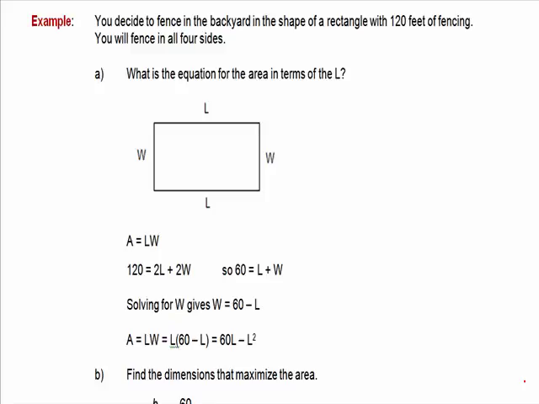Now remember, my goal is I want to write the equation for the area in terms of L. And I know area is LW, so what I want to do is get rid of the W. So what I'm going to do is solve for it. If I do that, I get W equals 60 minus L in that second formula. And so then I can take that information and take it back to my area formula. So area is length times width. That would then be L times 60 minus L, or in other words, 60L minus L squared. So now I have written the area in terms of only the L.